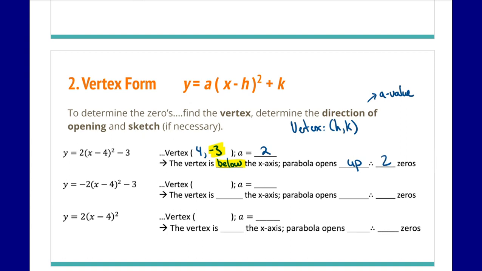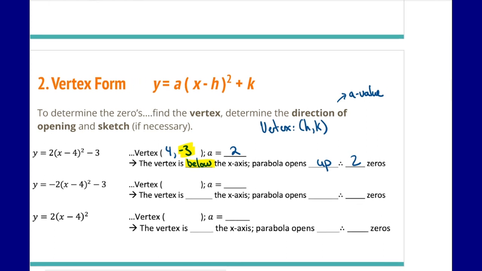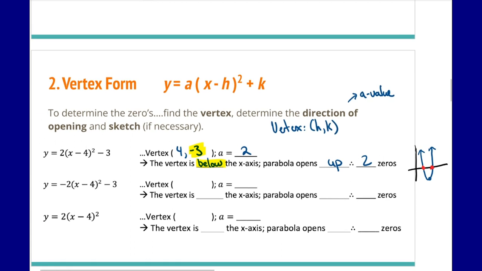And you might say, well, how do you know you're going to have 2 zeros? Well, if I were to just roughly sketch this, again, not really concerned about where it is. I could actually look at the plot. So 4, negative 3, so it's down here, and it opens up, meaning it's going to cross the x-axis at 2 points. Again, I'm not concerned about where those 2 points are. I'm just concerned about how many times it crosses, or how many x-intercepts there are.